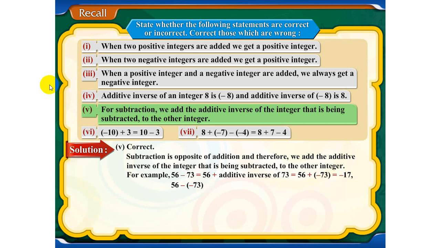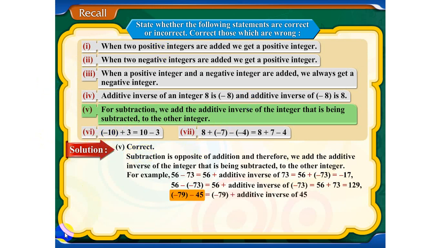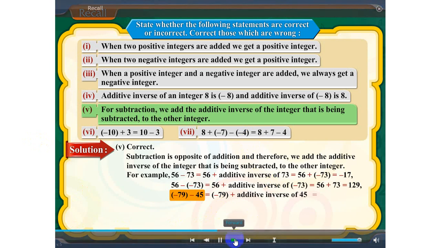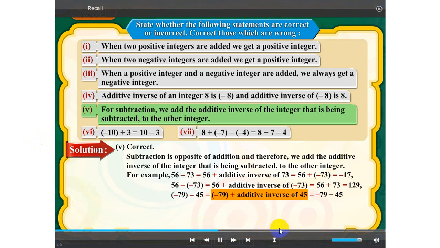56 minus negative 73 is equal to 56 plus additive inverse of negative 73, which is equal to 56 plus 73, which is equal to 129. Negative 79 minus 45 is equal to negative 79 plus additive inverse of 45, which equals negative 79 minus 45, which is equal to minus 124.